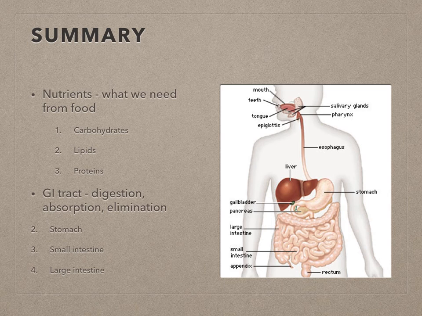The digestive system is primarily made up of a long tube, the gastrointestinal tract. And this mechanically processes food. It secretes materials for digestion, and then it absorbs and eliminates materials from the digestive tract. The 3 areas where the primary amount of digestion and absorption occur are the stomach, the small intestine, and the large intestine. Okay, we'll stop there.